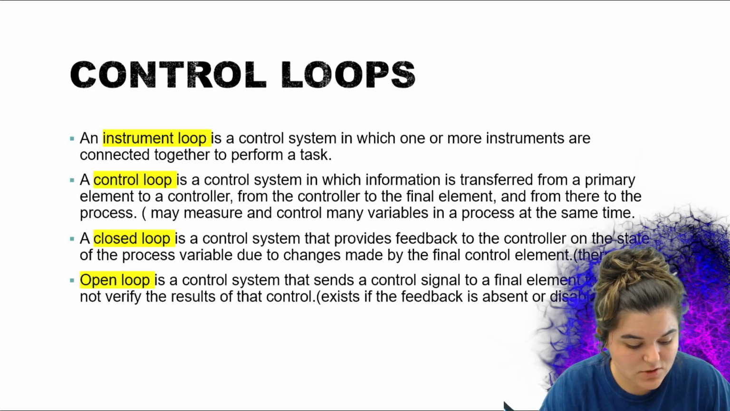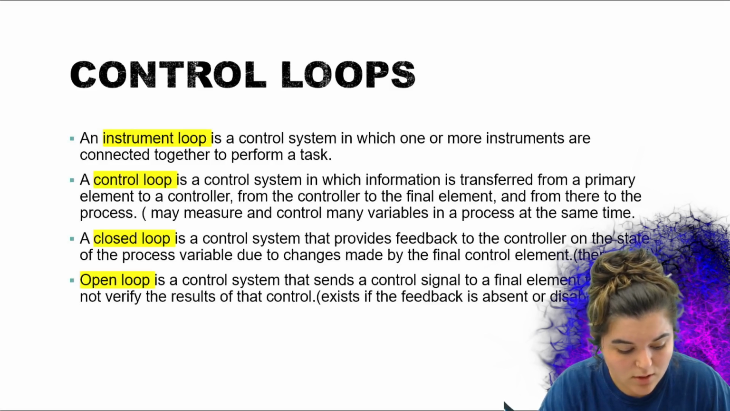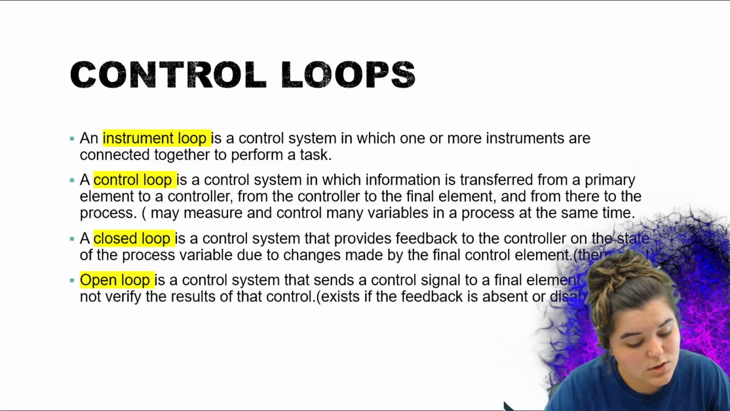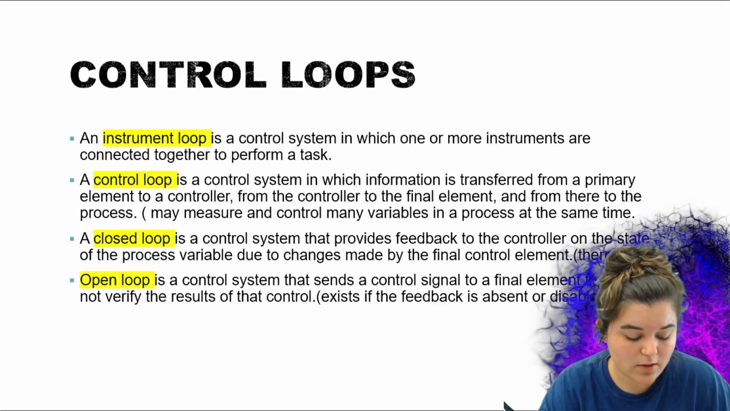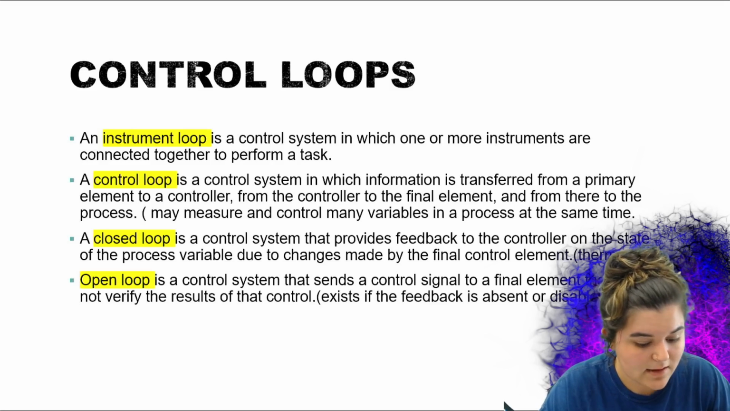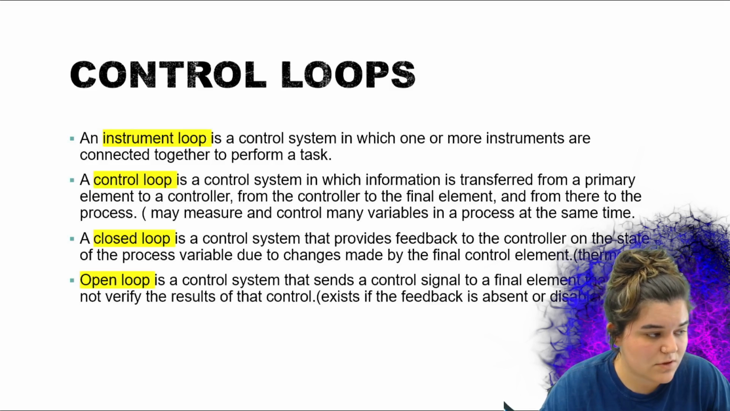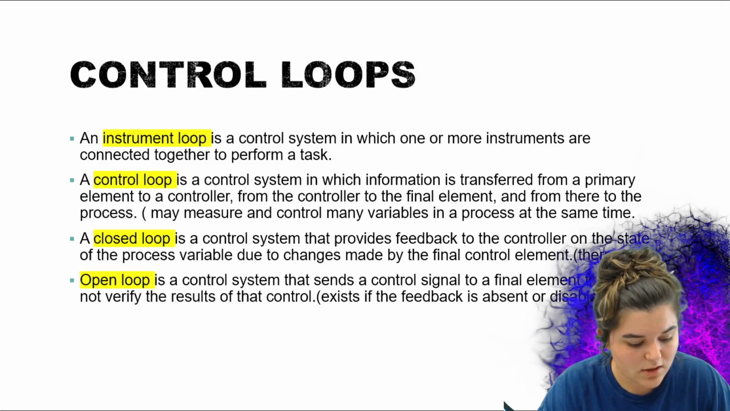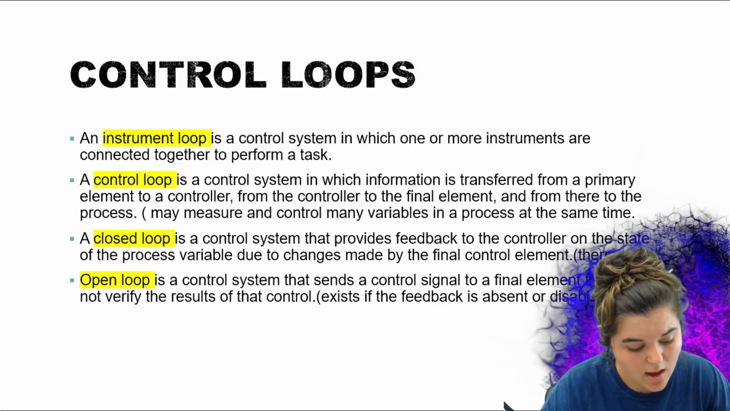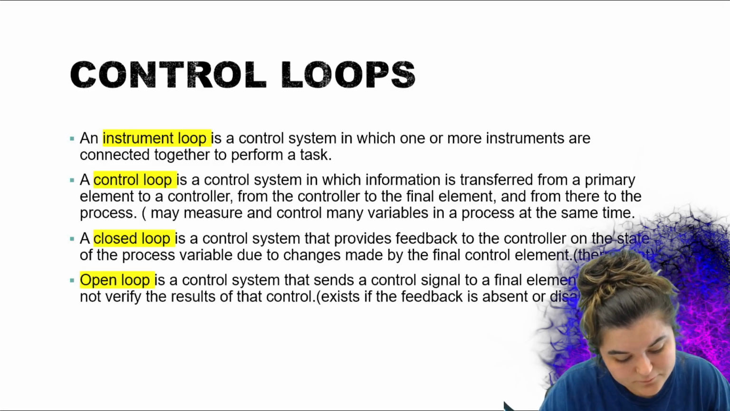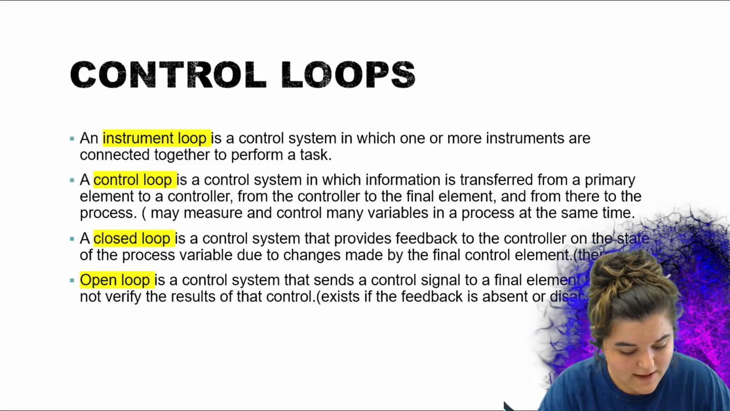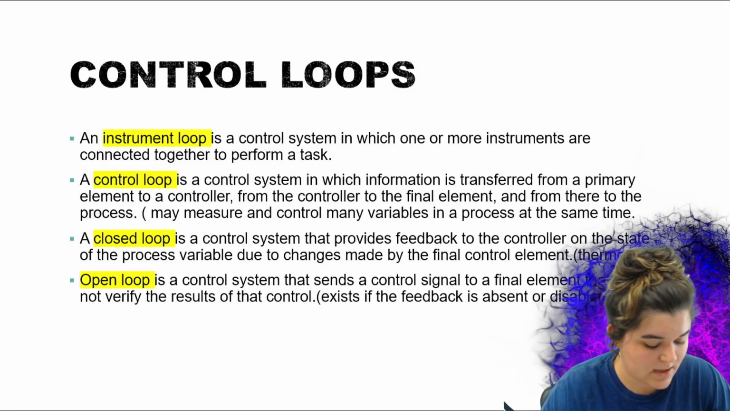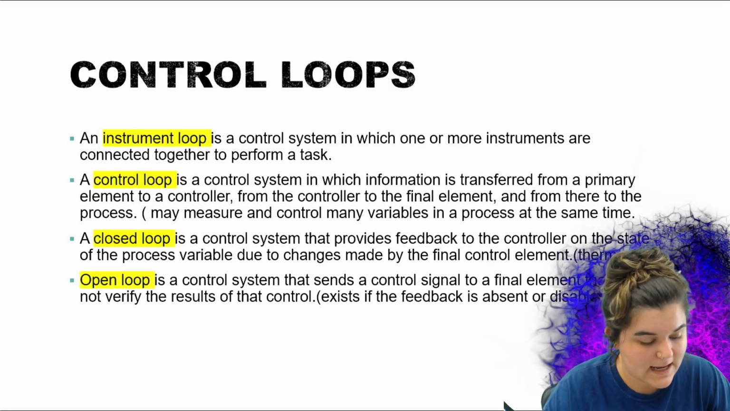A closed loop is a control system that provides feedback to the controller on the state of the process variable due to changes made by the final control element. So a good example of that would be a thermostat. If it's set to 74 degrees and it senses that it's 75, it's going to kick on. It's going to send a control to that HVAC unit, and then once it gets back down to 74, it's going to cut off. So that would be a closed loop system. Open loop is a control system that sends a control signal to a final element that does not verify the results of that control. So it exists if the feedback is absent or disabled.